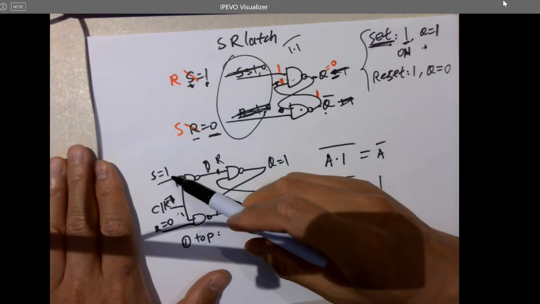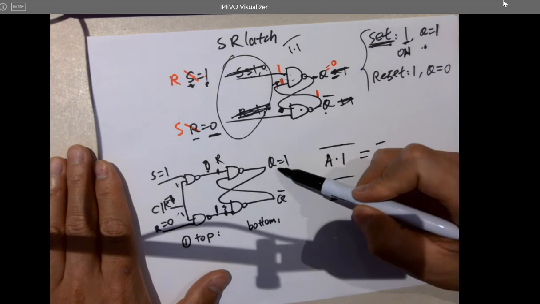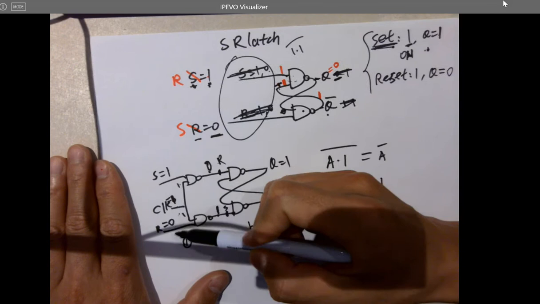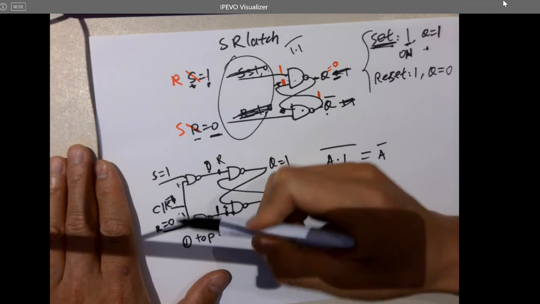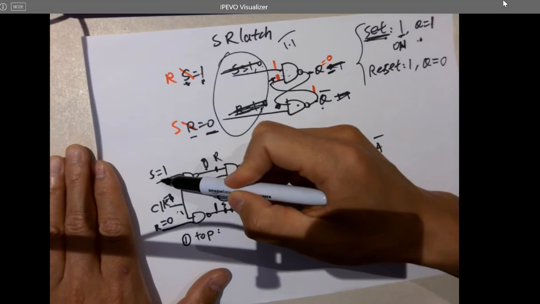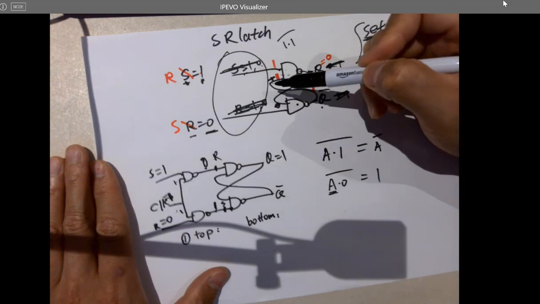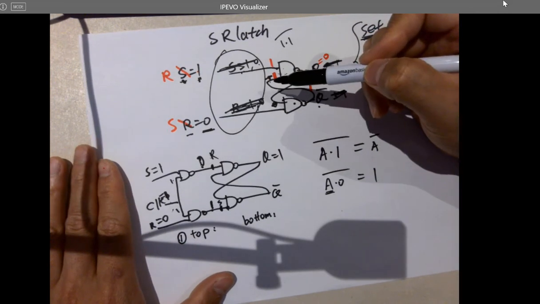Is S 1? Is Q 1? So it's top S, bottom R. Yeah, so for this one, it's S R. For this one, it's R S. Make sense? Okay.